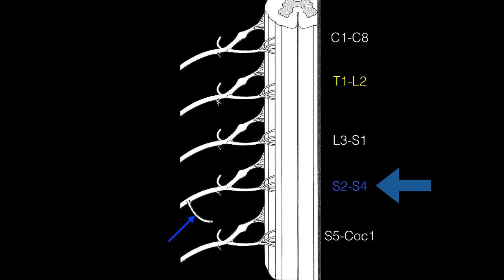A mnemonic to help us remember what S2, S3, S4 does. Some people like to say S2, S3, S4 keeps the penis off the floor because these are the levels responsible for erections. So S2, S3, S4, penis off the floor. It also innervates that pelvis area. So that's a parasympathetic splanchnic nerve.